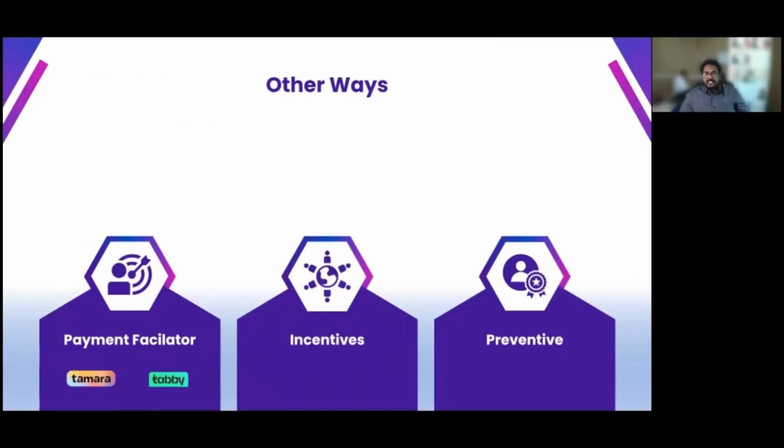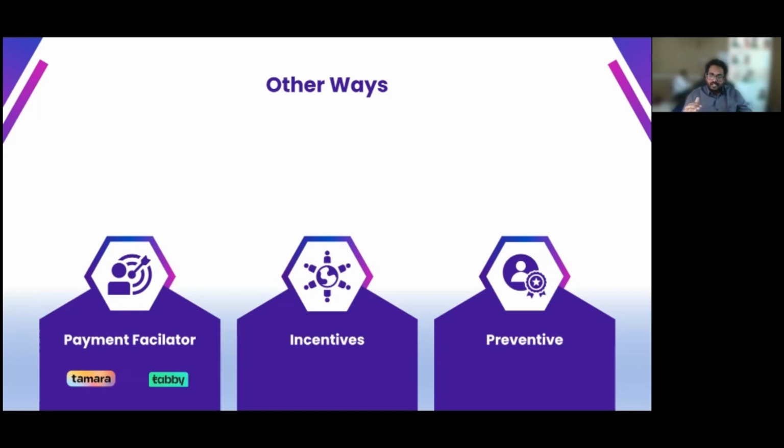Now there are other ways. These are the main challenges and how to overcome them, but there are some other ways you can speed up the collection. One such way is payment facilitators. Nowadays there are multiple facilitators available in Saudi, for example Tamara, Tabby, and the like. You can partner with them, and the customer will buy through them, but you will get the payment on time. The processing charges or fees are very considerable, and given that you are getting the payment on time, this helps you in multiple ways.